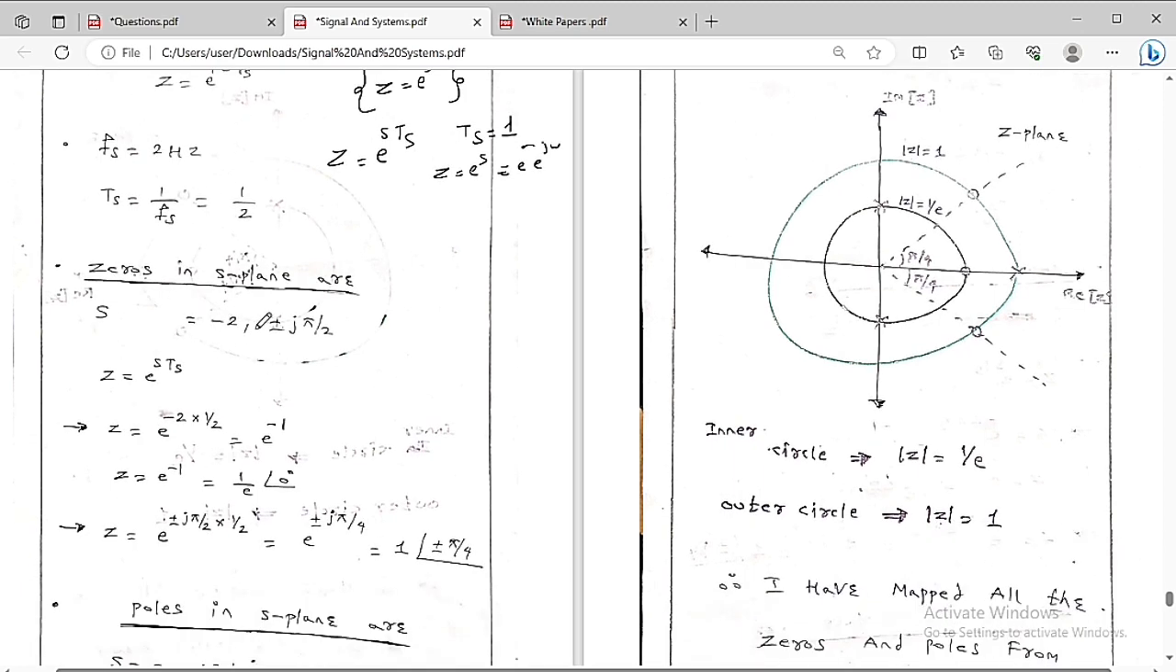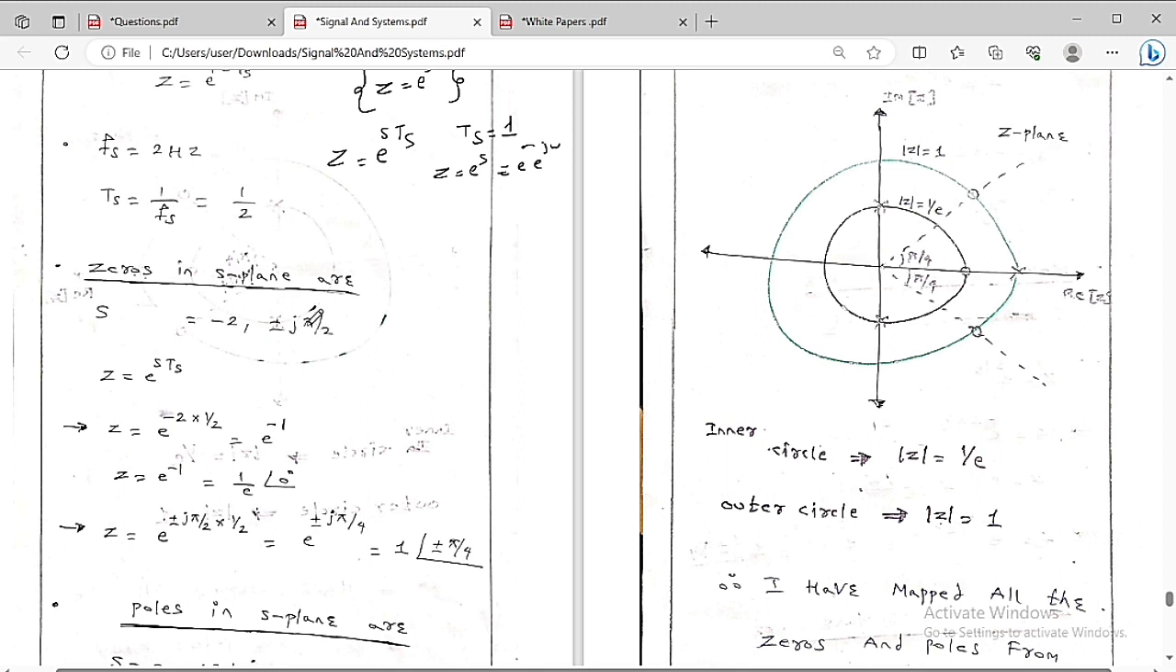Now let me take the first zero, minus 2, and let me see where it is going to end up in the Z plane. So z is equal to e to the power of minus 2 into Ts, with Ts equal to 1 by 2. If we simplify, we are going to get e to the power of minus 1, which is nothing but 1 by e. This is a real number. There is no phase angle. So 1 by e at an angle of 0 degrees.